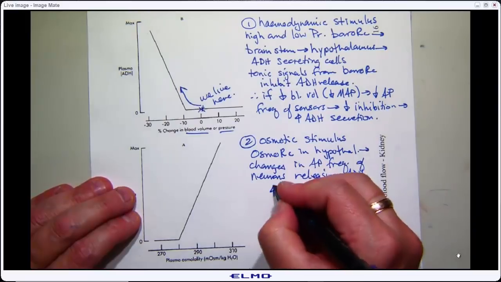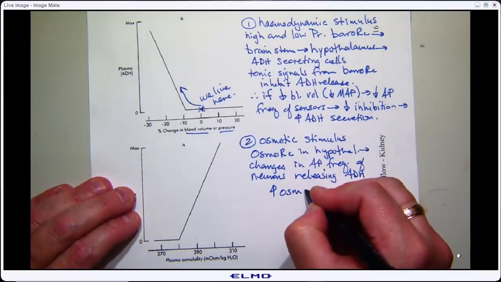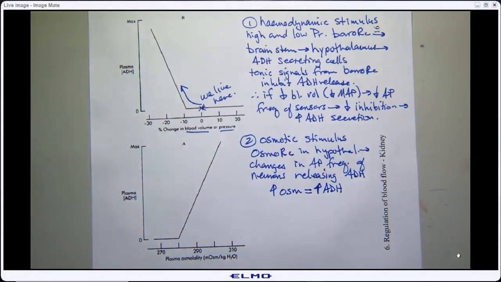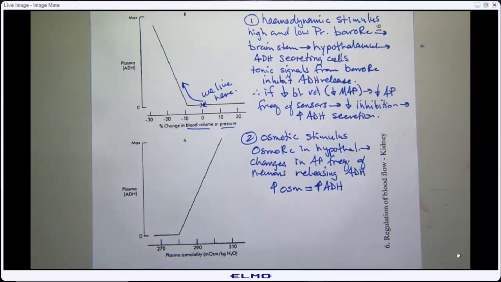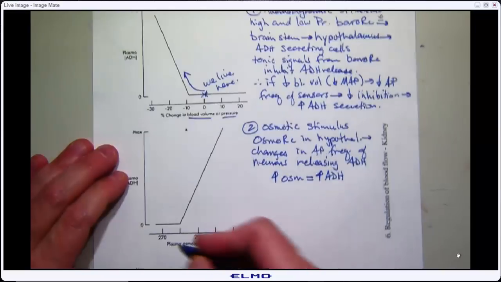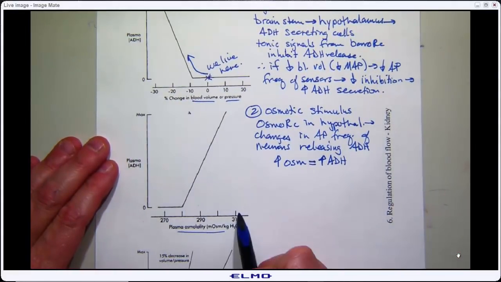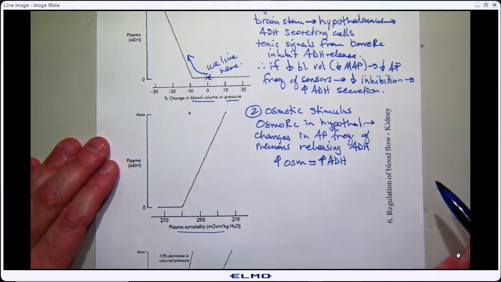All right, so if we have an increase in osmolarity, we're going to get an increase in ADH. Okay, makes sense. If our blood becomes concentrated, then we want to make sure we get back as much fluid as we can from the level of the kidney to help dilute that. We are very sensitive to changes in osmolarity. Okay, so that's what this graph is telling us, that an increase in osmolarity is going to result in an increase in ADH.